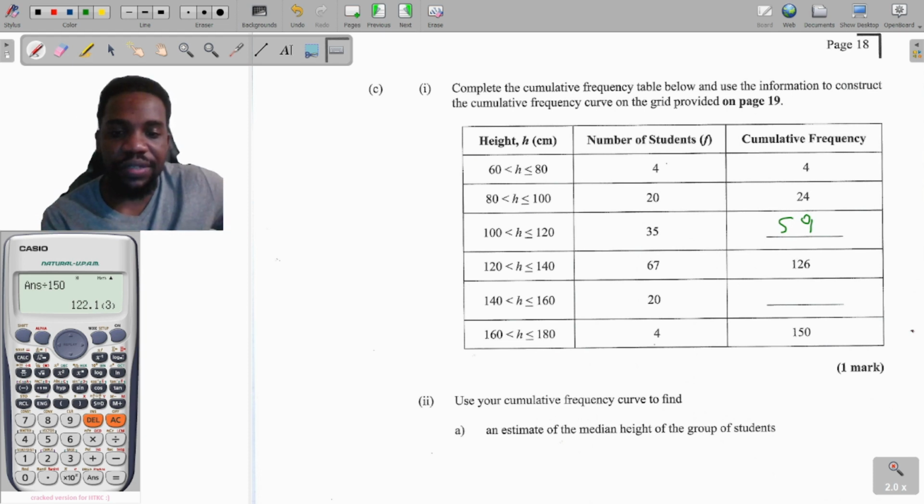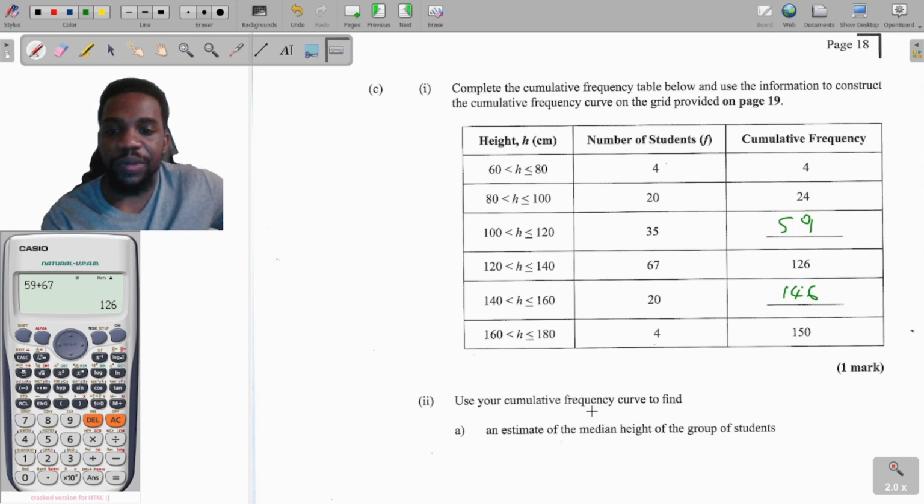And of course, if you want to verify, you want to ensure that you're doing the right thing, you have a calculator. So when I go 59 added to 67, I get 126, right? So it makes sense. Then I'm going to have to say 126 added to 20, which is going to be 146. And 146 plus 4 is 150. So pretty much that is good.